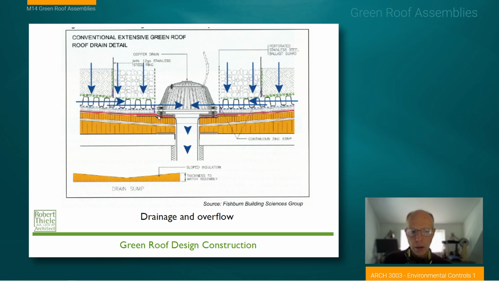So this is actually probably a pretty normal detail here of a roof drain with this screen to keep out blockages. But now we have the addition of an aggregate material to allow drainage through, increasing the amount of collection area. And many times we want to increase this collection area because of the possibility of leaves or other debris clogging this drain.